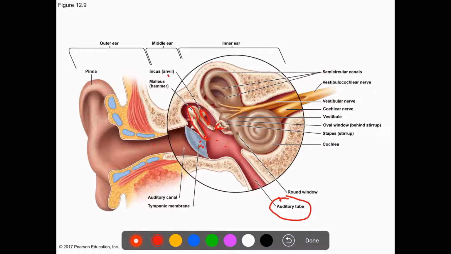So the air pressures on both sides of the tympanic membrane are equal. So this is the function of the auditory tube.